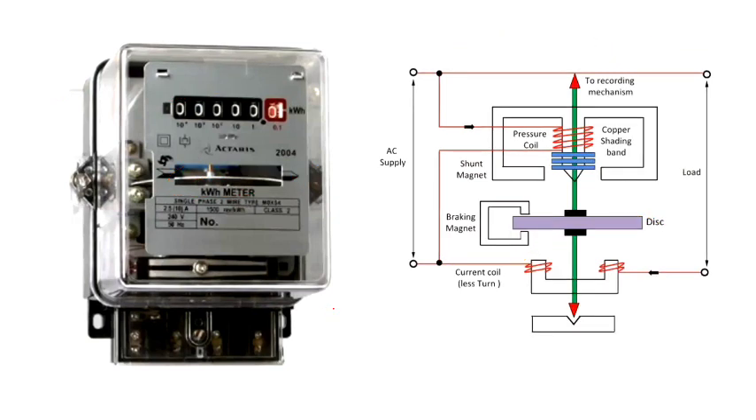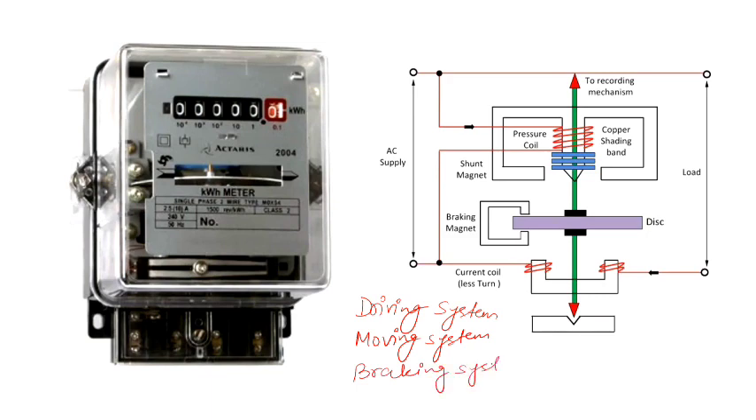So basically we can say that there are four essential components in an energy meter, which are your driving system, your moving system, your braking system, and your registering system, which gives us the value of electrical energy consumed. All right.